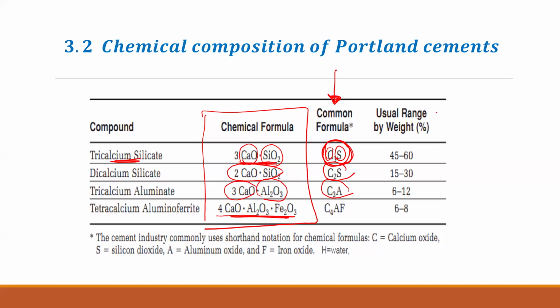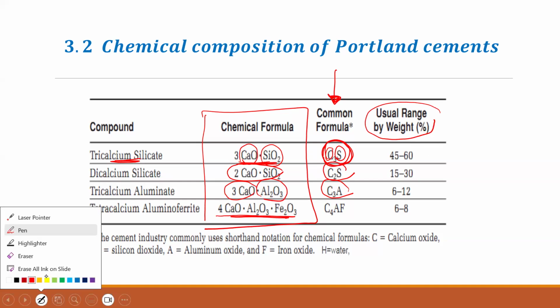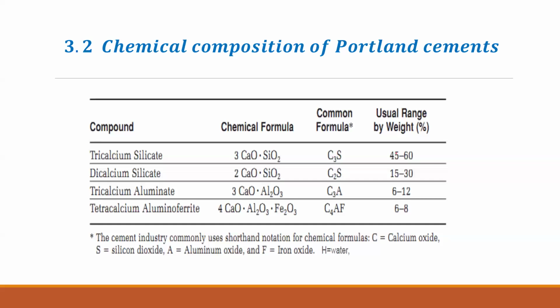And you can see the usage range by weight. These are not exact percentages. Different cements can have different percentages of these 4 compounds, but mainly in a cement the C3S component is in the higher percentage. Then C2S 15 to 30, C3A 6 to 12, and C4AF 6 to 8. So these are the general compositions in clinker.